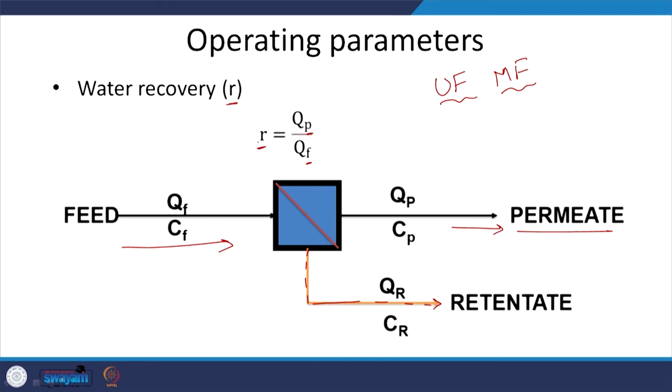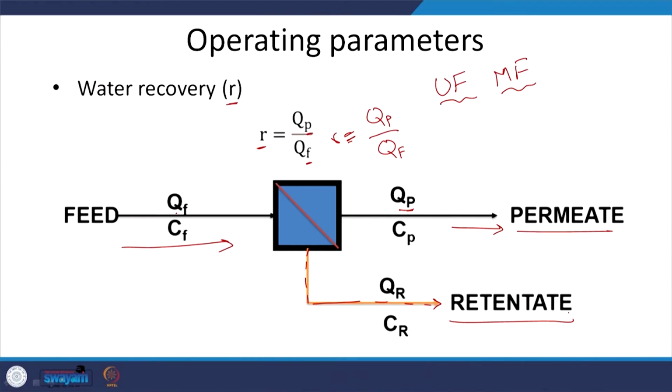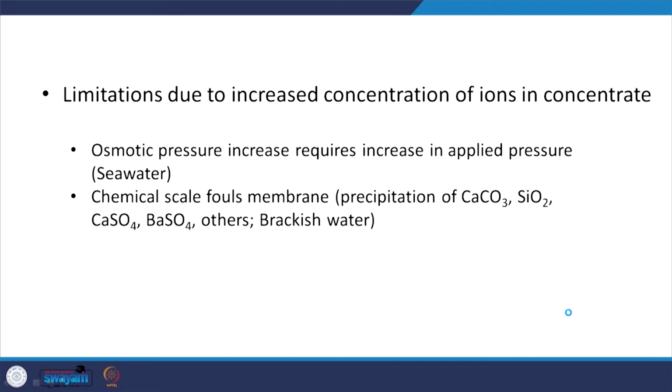So, water recovery is Qp by Qf, right. Here, if the water recovery is high, that is good, but after considerable operation of your membrane and fouling of your membrane, this recovery is going to decrease, and then your reject water flow is going to be relatively high. So, that is something to keep in mind. That is with respect to the water.